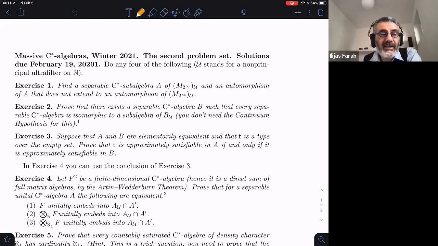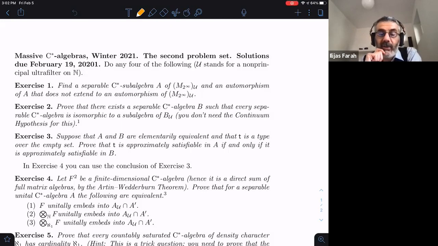Exercise two is sort of related to a curious open question of Kirchberg. There is this Kunz algebra O2. Kirchberg asked, does every separable C*-algebra embed into an ultrapower of O2? That is, as far as I know, open.